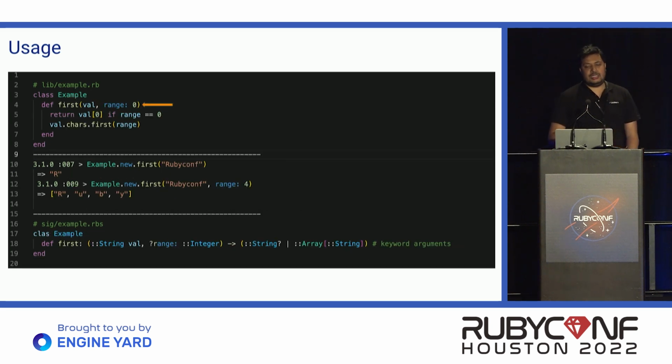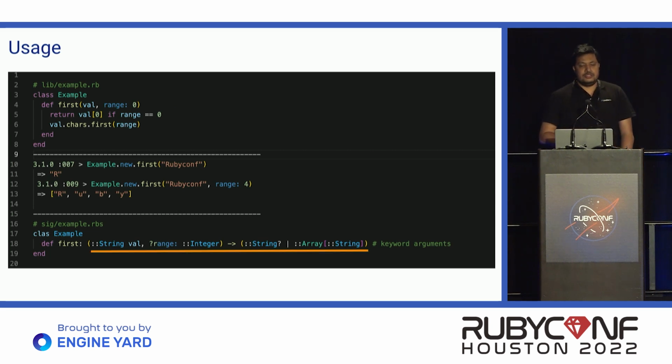Okay, so another example is with keyword arguments. You can see over here in the output, if I give a string and I don't provide the second argument, it's only going to give me the first character of that string. And if I give a range, suppose range 4, then the first 4 characters of that particular string are going to be returned as an array.